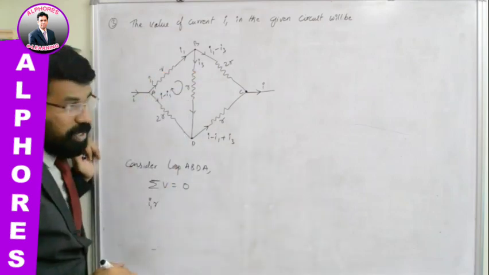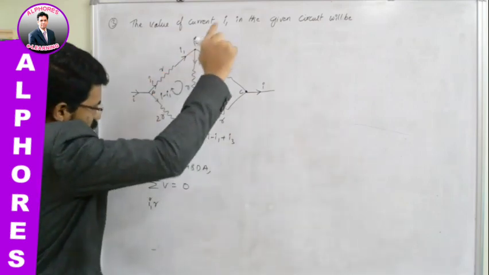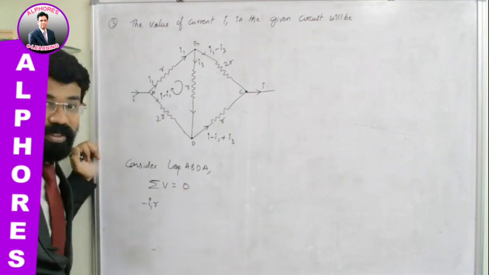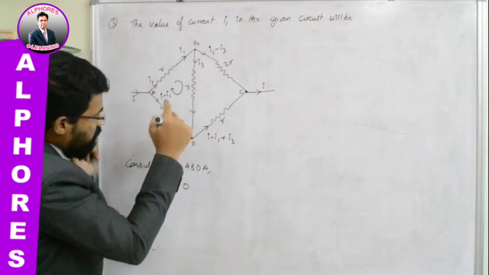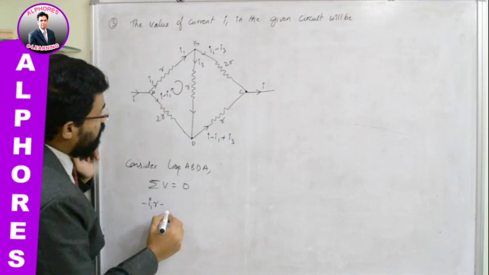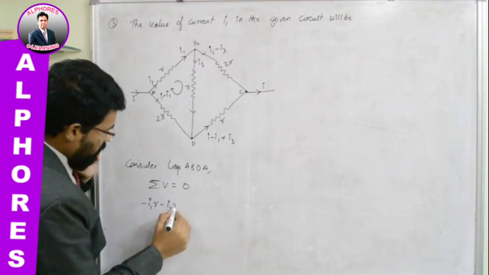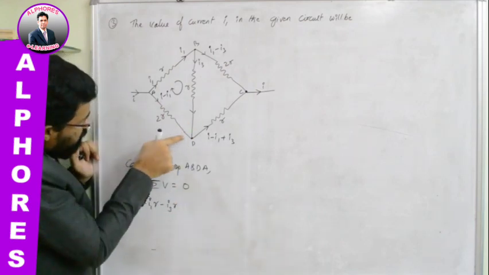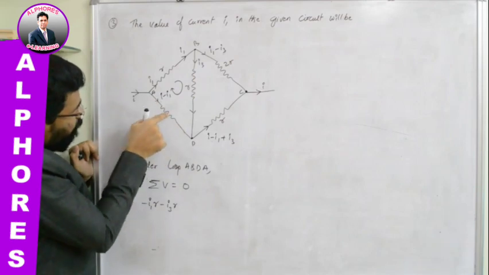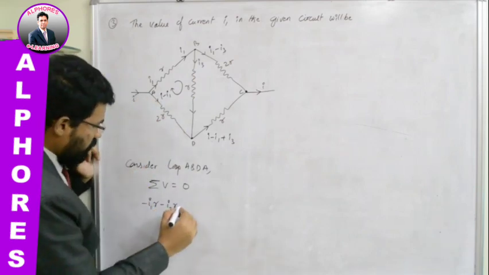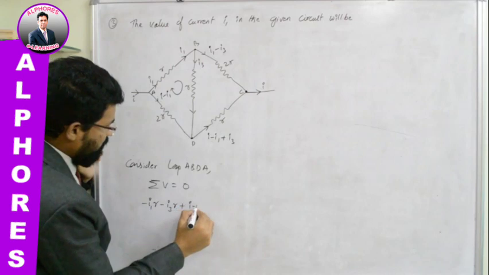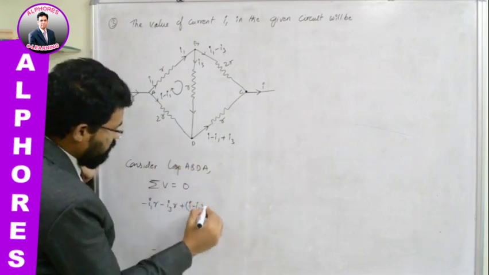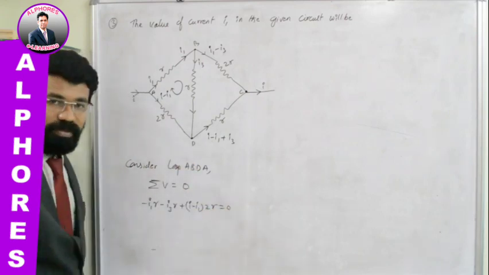Like this you are tracing. Since you are traveling along the direction of the current, the potential will be taken as negative. And here also you are traveling along the direction of the current. So again you will have a minus sign here, I3R. But here, D to A, you are traveling opposite to the direction of the current. So you will have plus I minus I1 into how much is the resistance? 2R, equal to 0.